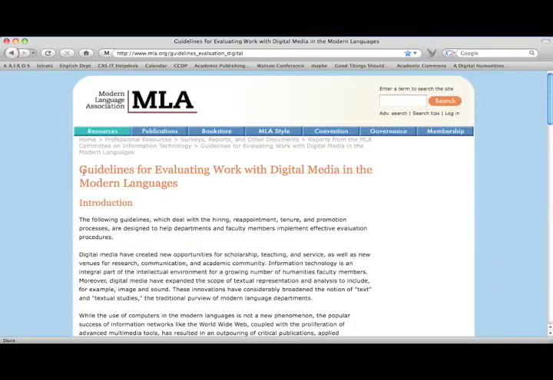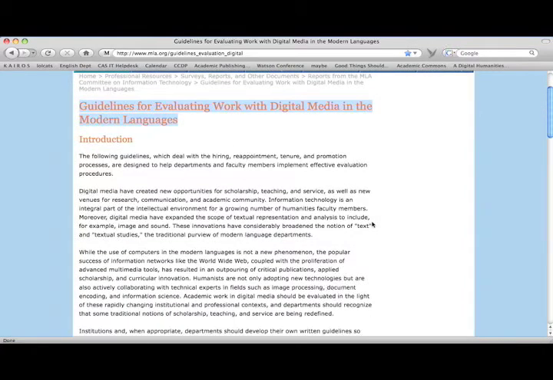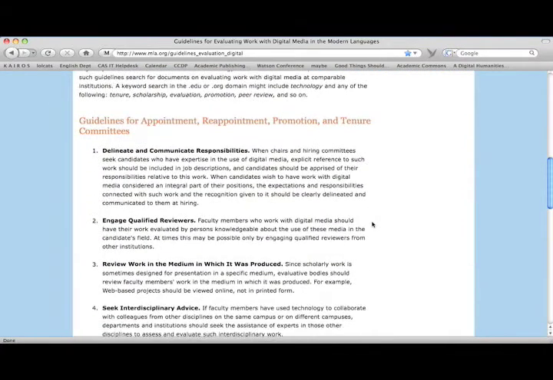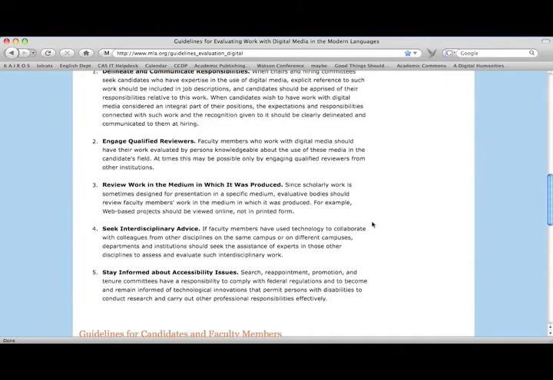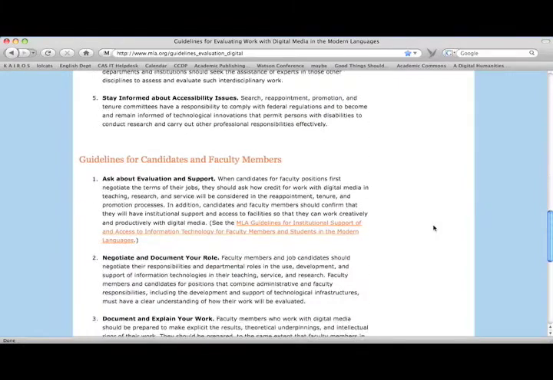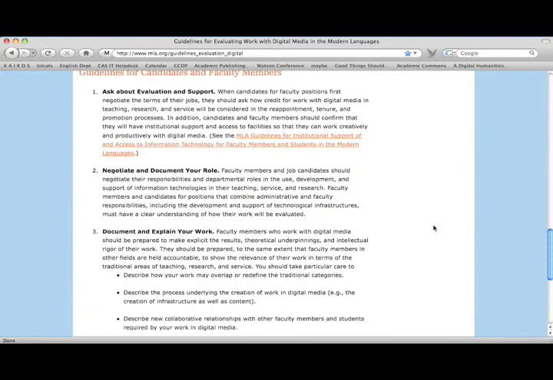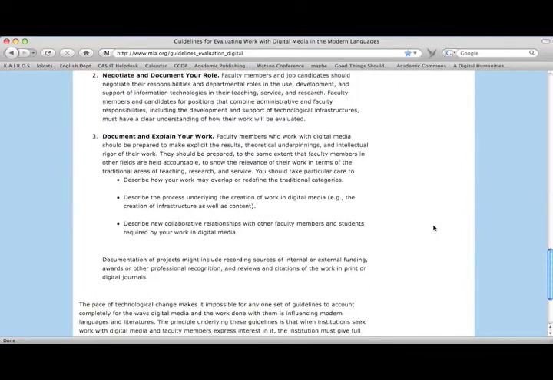There are several governing bodies in the humanities, including the Modern Language Association, which offers guidelines for both tenure committees and for tenure track scholars wanting to promote their digital scholarship in their tenure packages. These guidelines typically tell scholars to explain and evaluate your own work so that tenure readers can understand it.